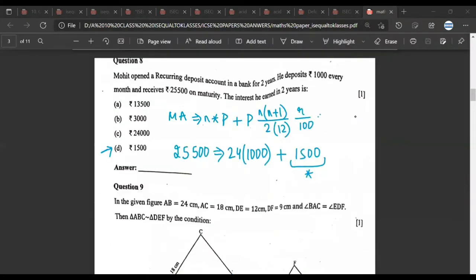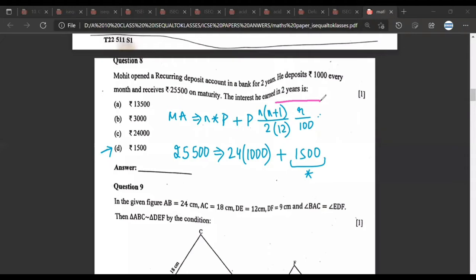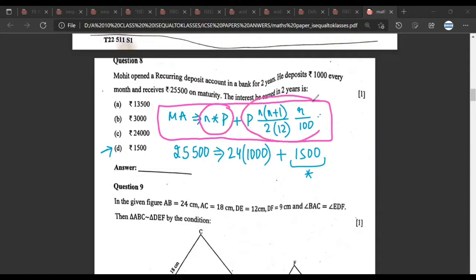Okay, question number 8. Again, if you understand the base formula, the maturity amount is whatever principal you have given plus the interest on this amount. So the first term in this formula is the total principal that you have given to the bank, and this is the interest amount. So now let us go through the question. He is depositing 1000 rupees per month. So this is the P. In 2 years, therefore 2 into 12 is 24. And this is the amount that he has received on maturity.